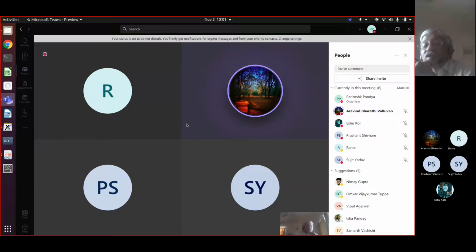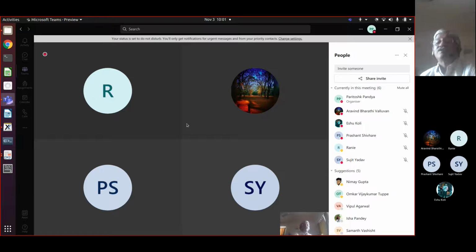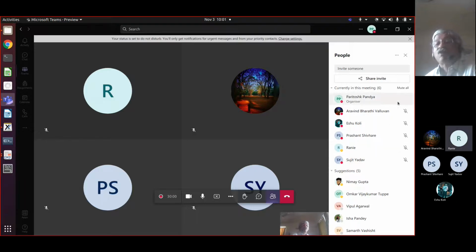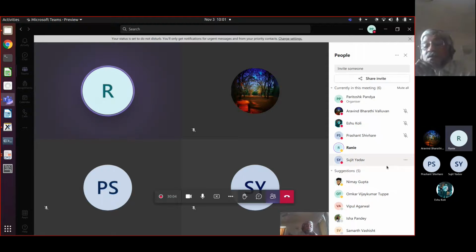Other students, Eshu or Prashant or Rani or Sujit, do you have any questions or doubts about finite state automata? We did minimization of finite automata, and we did the pumping lemma, and we did the Myhill-Nerode theorem. Three things we did in homework 2. Any doubts there? Or shall we solve some questions? Yes, Rani? Yes, sir. I will solve questions from homework.